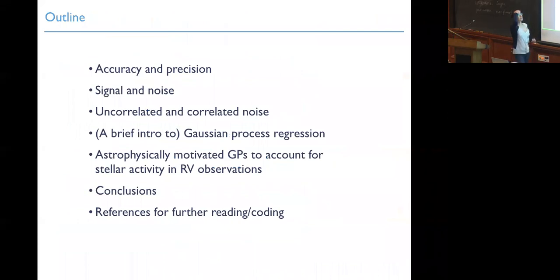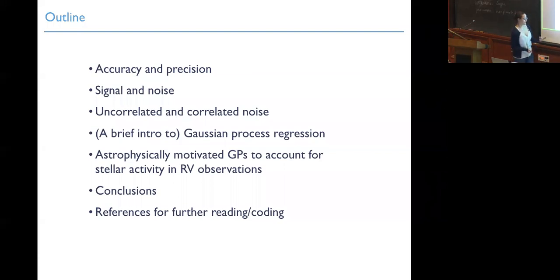So here's the outline of my talk. The first part, I'm going to talk a little bit about accuracy and precision and signal and noise and correlated and uncorrelated noise. Tom Laredo yesterday talked about this, and I just wanted to drill it in because they seem like really basic concepts, and I guess they are, but they have statistical and philosophical implications that it can be really useful to think about them for us to determine precise and accurate masses for our planet.